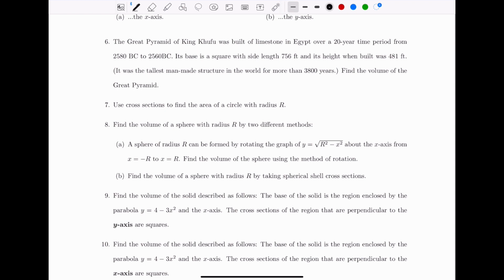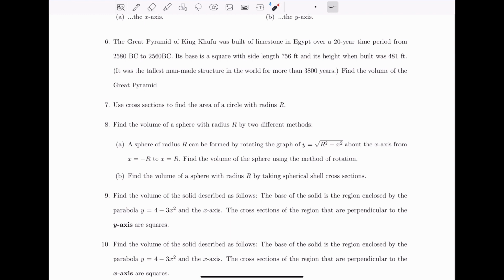Let's use this idea of cross-sectional areas to solve problem 7. Problem 7 is interesting because here we're going to find the area. We're not actually doing a volume problem, but the concepts we use to talk about area here will carry over for the next problem. So we want to use cross-sections to find the area of a circle with radius r.